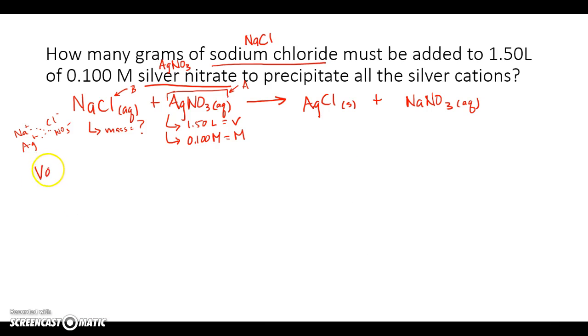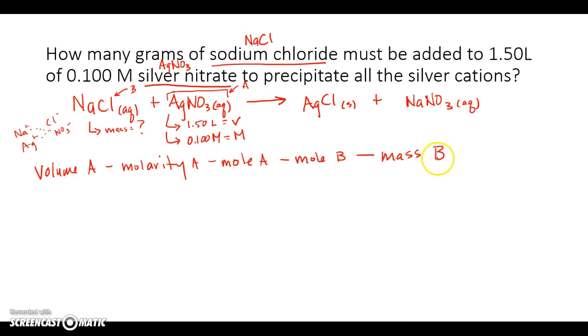So we know that we start with volume A first, then we're going to use our molarity A to get to our mole A. Then from mole A, we're going to use the equation to get to mole B, and lastly to mass B. All right, so let's plug in that information. We start with 1.50 liter AgNO3.